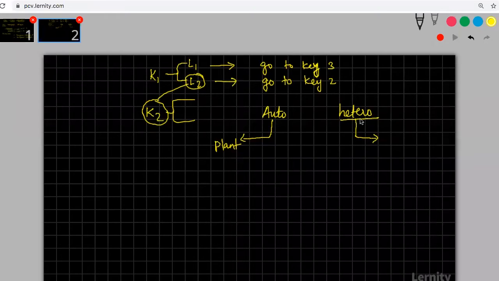If it is heterotrophic, it will take me to the animal kingdom. So the keys related to this particular thing will be different. The keys related to that particular thing will be different.